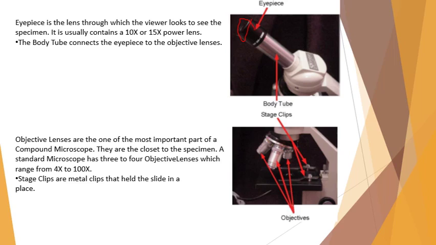Below here, as you clearly observe, the stage clips. These are the stage clips, and these are the objectives. As you know, the objective lenses are one of the most important parts of the microscope, and they are closest to the specimen. A standard microscope has 3 to 4 objective lenses, ranging from 4x to 100x. In addition to this, the stage clips are metallic clips that hold the slide in place.